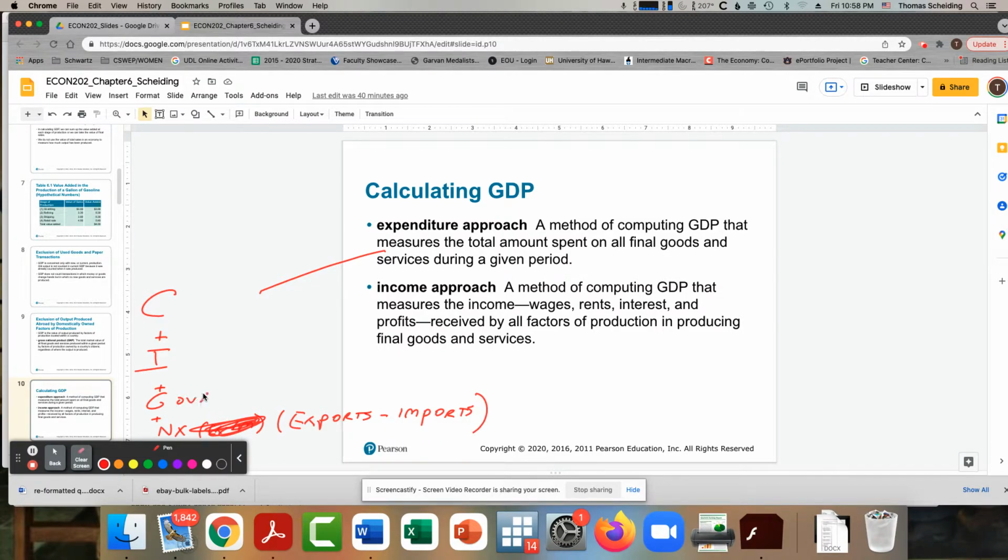This G again is government spending, I standing for investment, and C standing for consumption. So we can add all these up, and that's our expenditure approach. Alternatively, for the income approach, we look at income that comes from wages, rents, interest, and profits. If we add all these up, it should equal what this is. It's just a different side of the coin.